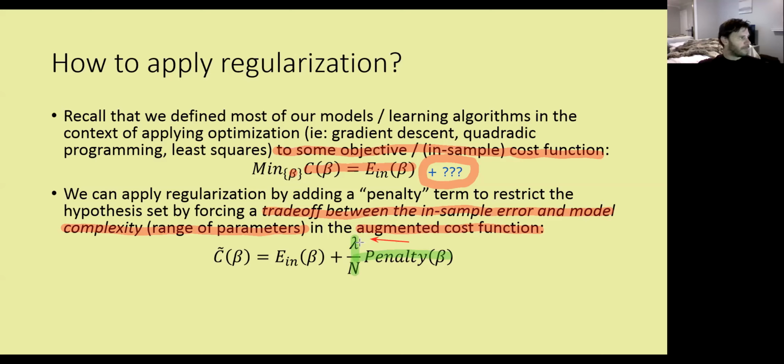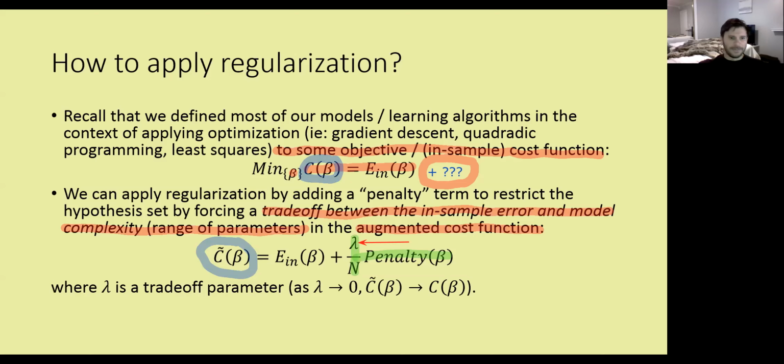This value lambda is a value that we're going to choose as a practitioner. If lambda is 0, then you'll notice the augmented cost function, C tilde here, is the same as the original cost function up here. Those are the same thing if lambda equals 0. So lambda is a trade-off parameter. As lambda is closer to 0, the less of a trade-off we are forcing.